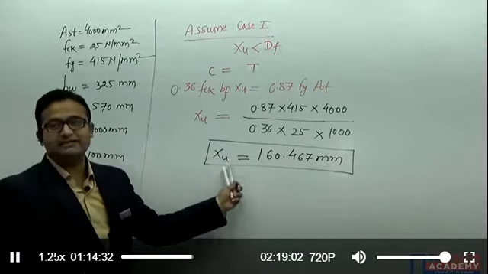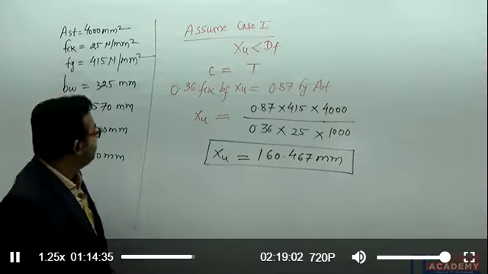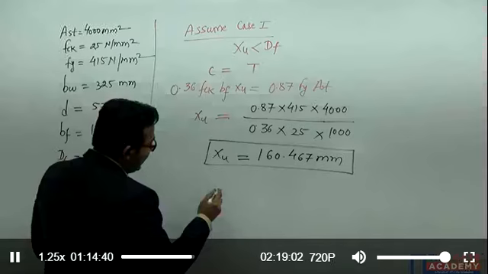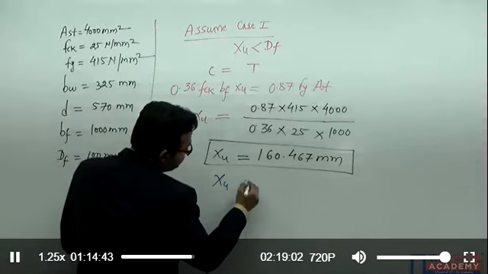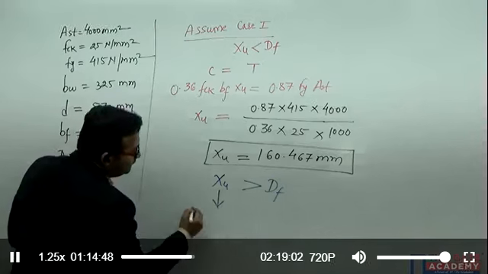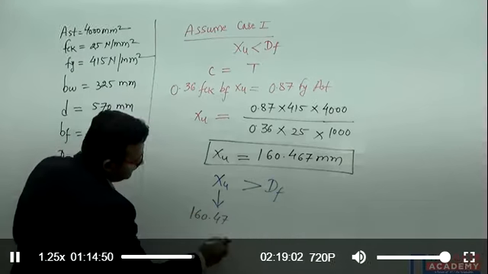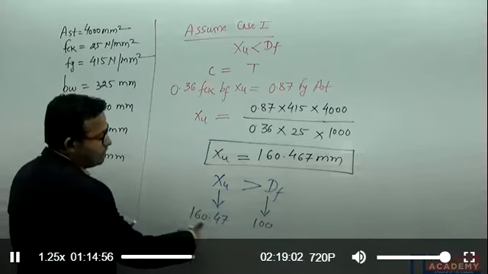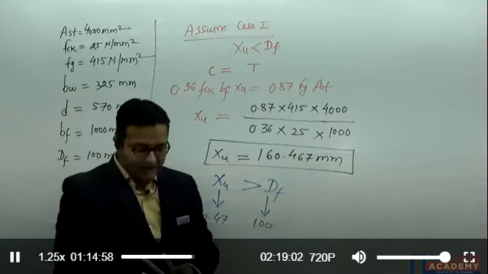This is the depth of neutral axis I am getting here. And the depth of the flange is given as 100 mm. That means, in this case, your depth of neutral axis is greater than the depth of flange. Because here I am getting the depth of neutral axis as 160.47 mm and the given depth of the flange is 100 mm. So definitely the depth of the neutral axis is greater than the depth of the flange.